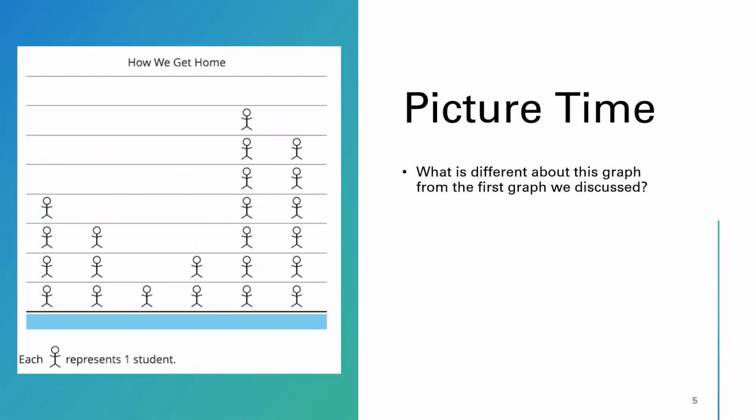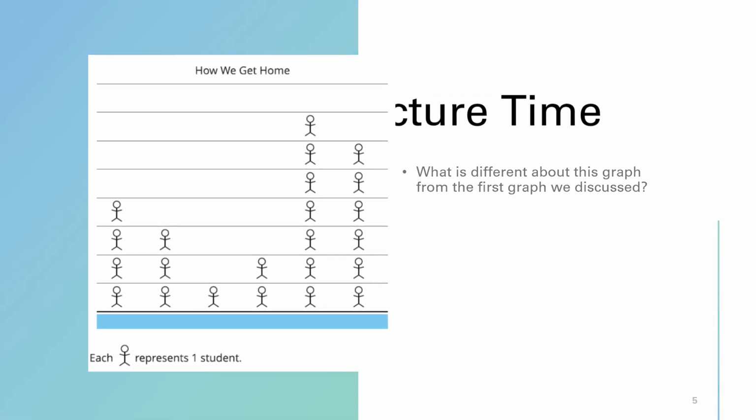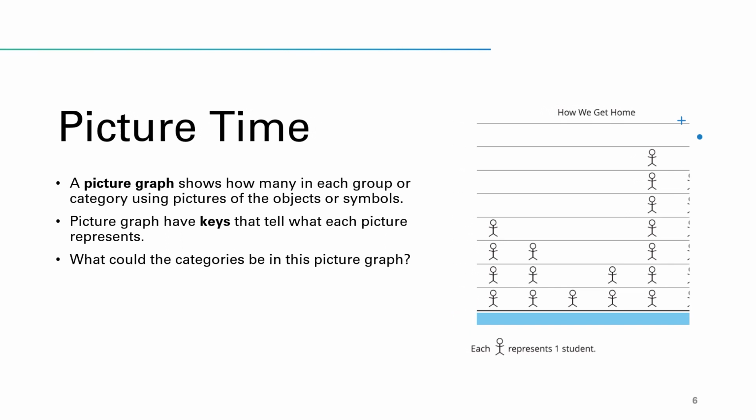Look at this graph. What do you notice that is different from the first graph we discussed? It has a title. Now we know what the graph is about. The title helps us make sense of the data shown in the graph. It is about how we get home. Remember, data is information about the things or people in a group. A picture graph shows how many in each group or category using pictures of objects or symbols. Picture graphs have keys that tell what each picture represents.